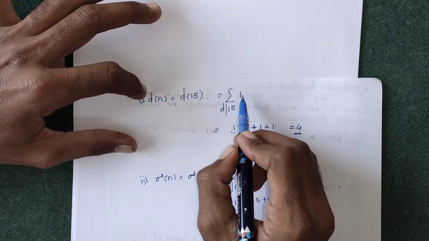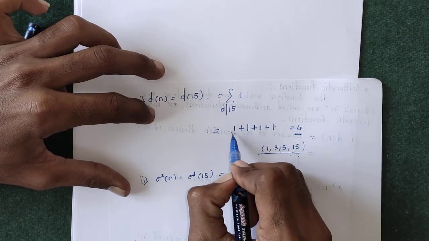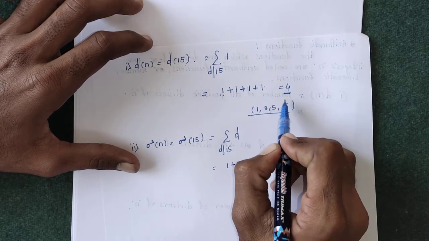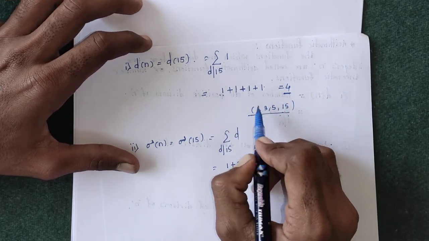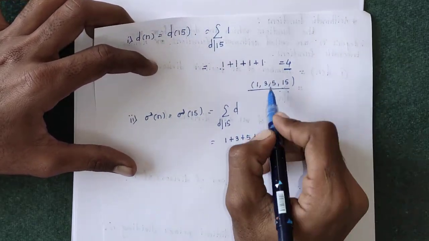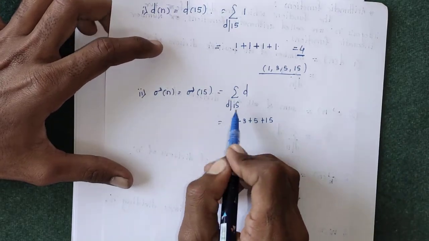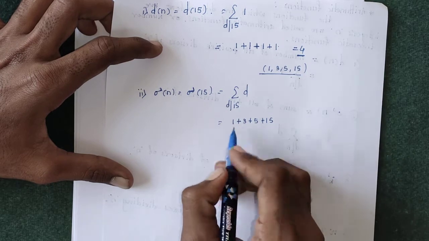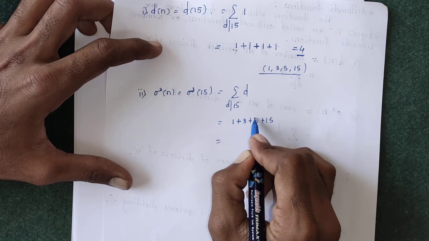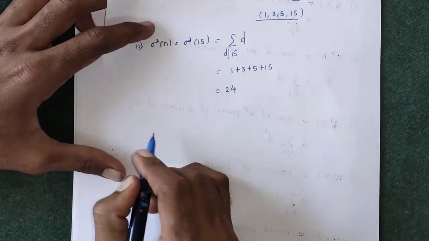For d of n, you have to sum 1, how many times? Whenever you get a divisor of 15, you add 1. So this is just the summation of 1 for each divisor of n, and that gives d of n, while for sigma of n we add the divisors themselves. So sigma of n is the summation of divisors of 15. Here the sum is 1 plus 3 is 4, plus 5 is 9, plus 15 is 24. So sigma of 15 becomes 24.